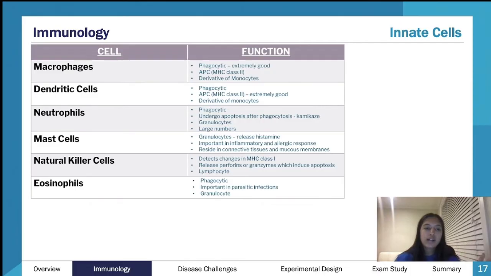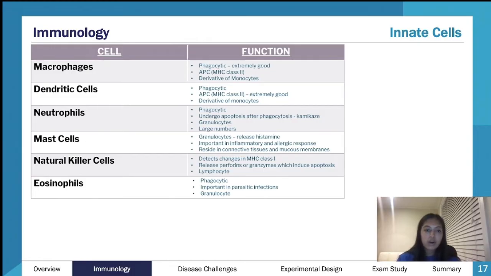Your dendritic cells, I should mention as well, are antigen presenting cells, so APCs, which is why they've got MHC class 2. Your dendritic cells are APCs as well, and they're like the best of the best. So your macrophages are very well known for phagocytosis. Your dendritic cells are very well known for antigen presenting.